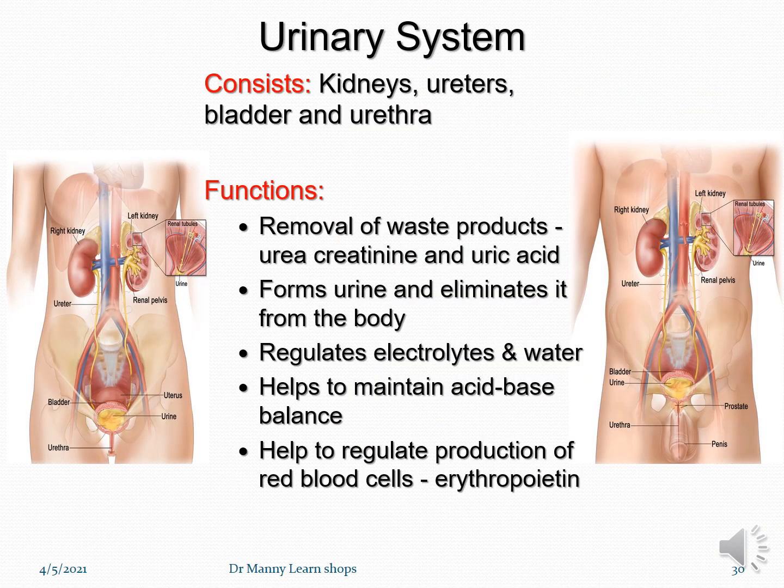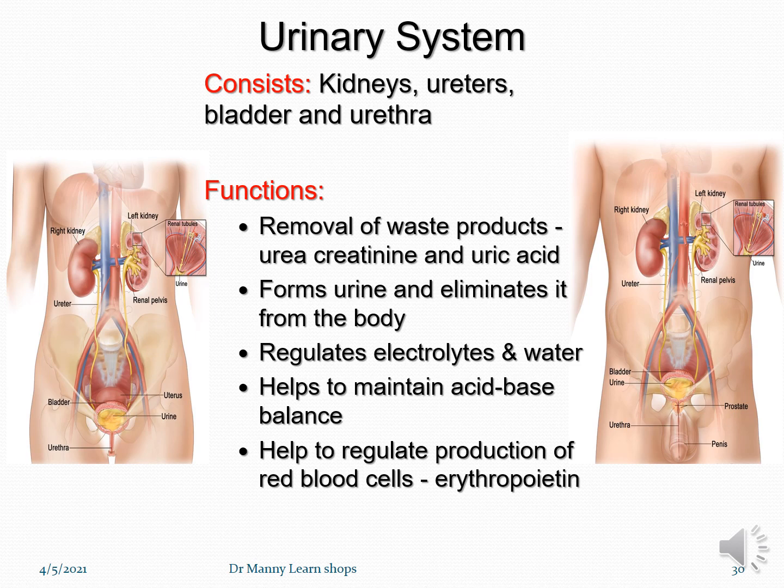If we look at the urinary system next, this consists of the kidneys, the ureters, the bladder, and the urethra. And the functions of the urinary system are to remove waste products, such as excess water, urea, creatinine and uric acid. And the urinary system forms urine and eliminates it from the body.